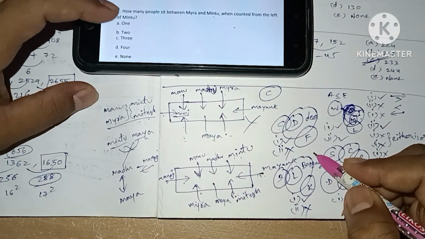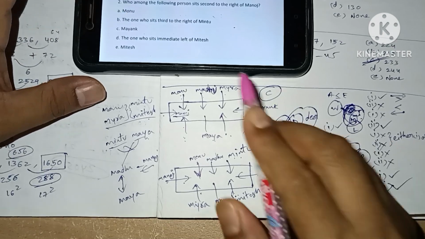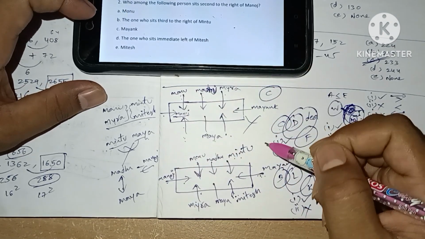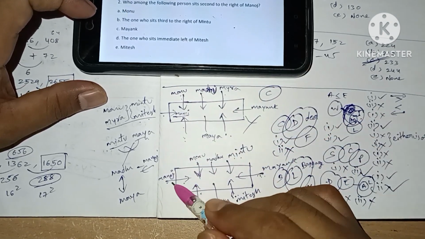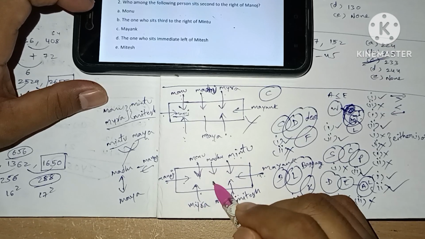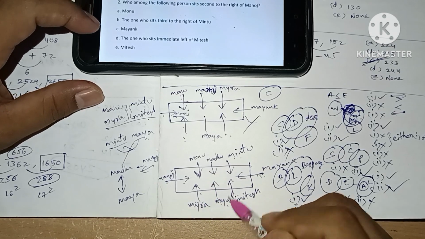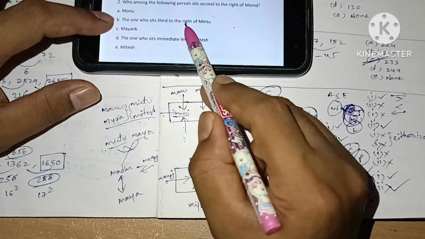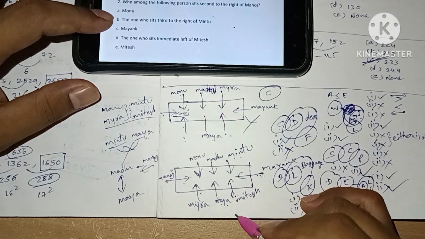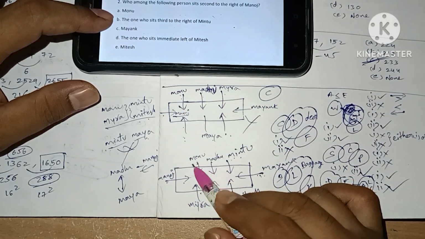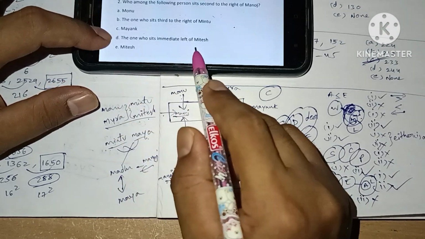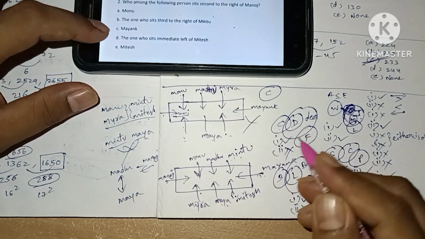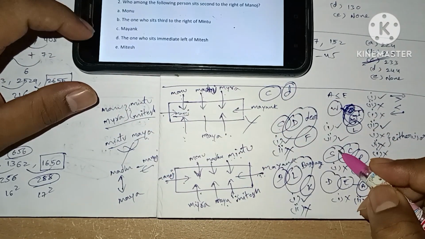Next, second question. Who among the following persons sits second to the right of Manoj? Second to the right of Manoj: 1, 2, this one, Maya. So the answer will be Maya. But there is no single option Maya. So the one who sits third to the right of Mintu: 1, 2, third. No. The one who sits immediate left of Mitesh. Yes, this is our answer. Option D is our answer.